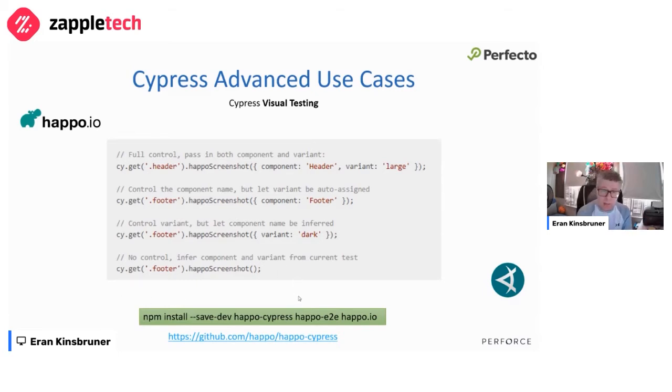By the way, I didn't mention it, Cypress, while it's open source, and that's the powerful piece of Cypress, also has a paid version, which is the dashboard with the parallel testing and with the flakiness and other advanced reporting capabilities.